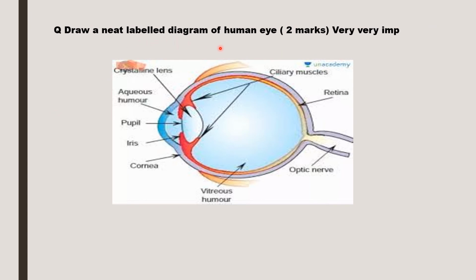Draw a neat labelled diagram of human eye. This question also has been asked many times in the board, so practice the diagram of human eye with at least minimum 2 labelings.